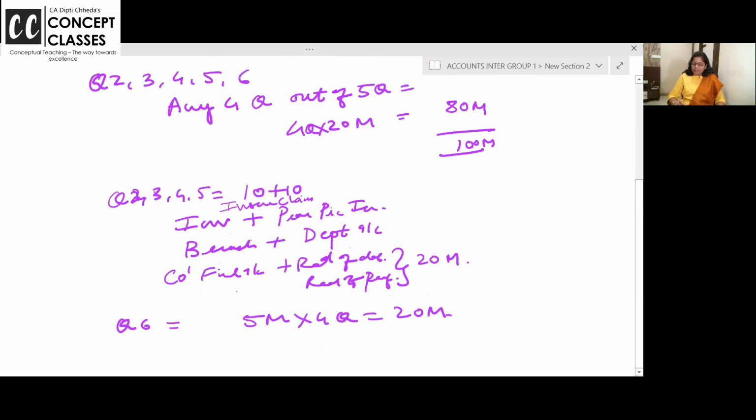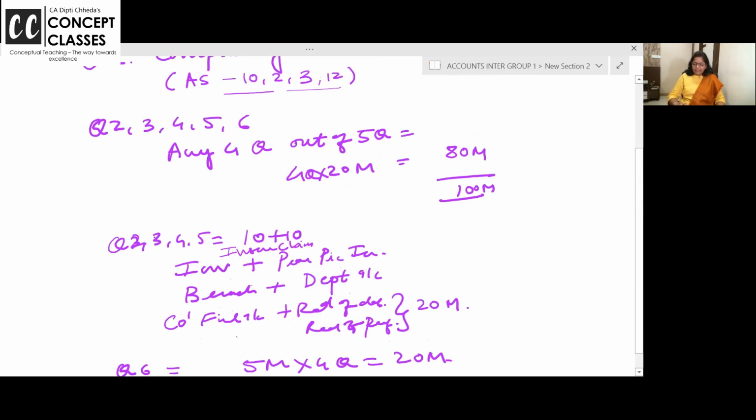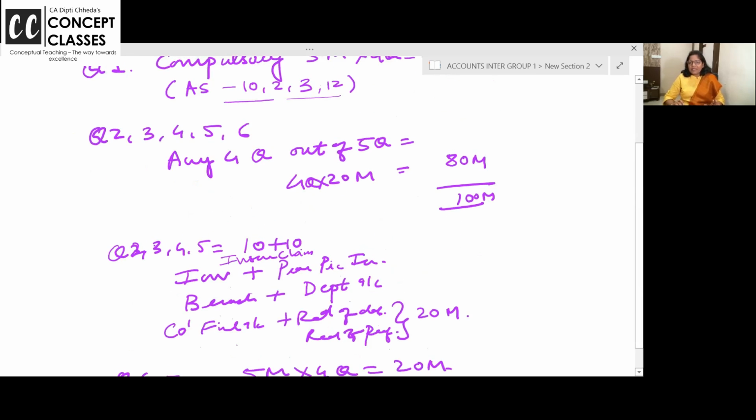Chalo. So with this, is the paper pattern clear to all of you? Does anyone have any doubt? Questions 2, 3, 4 and 5 and even 6. For 6, some of them leave it in choice, but I would not suggest that. And then, where do we start?